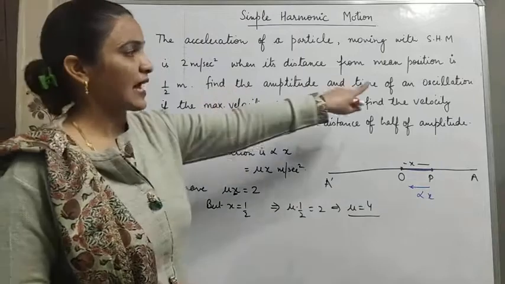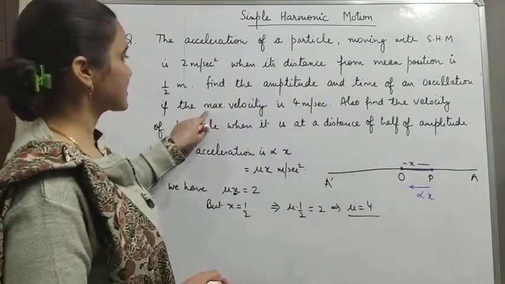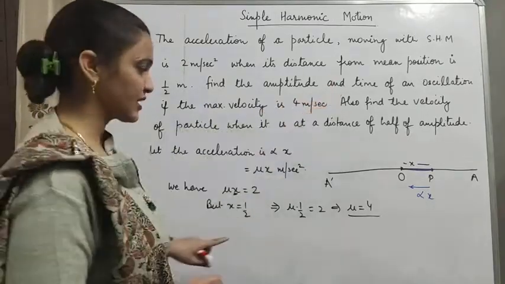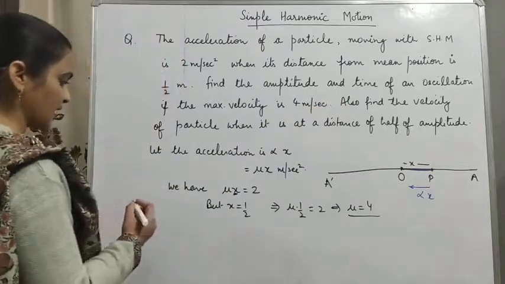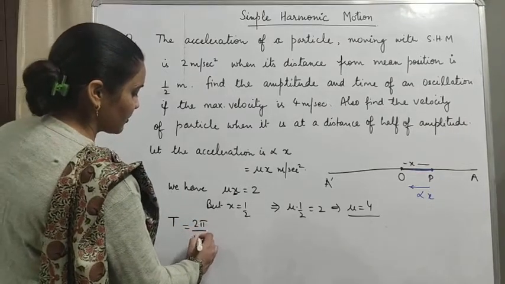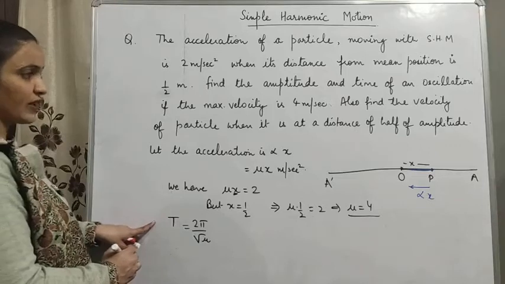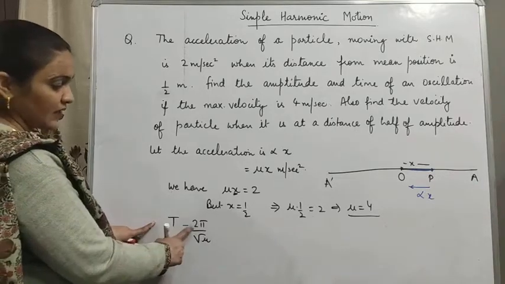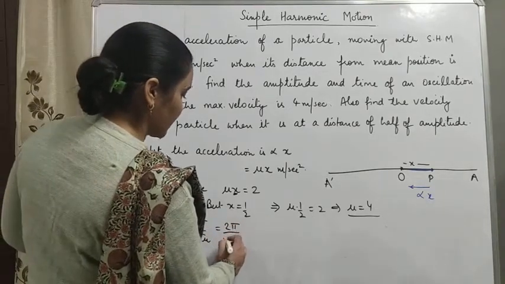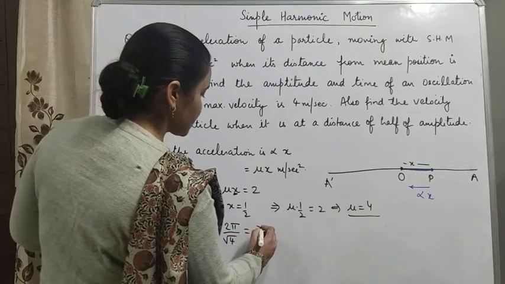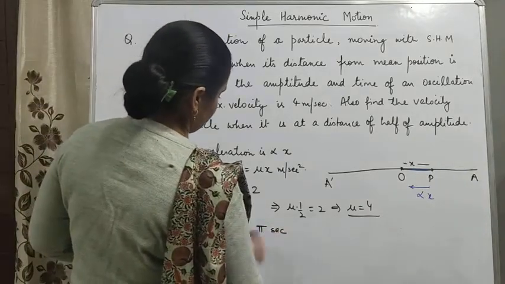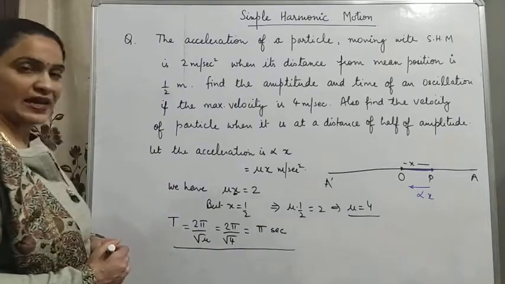Find the amplitude and the time of oscillation if the maximum velocity is 4 meters per second. What was the time period? The time period of simple harmonic motion is given by capital T, which is equal to 2π upon under the root μ. So what is the time period? 2π upon under root 4. So what will you get? This is π. 2π upon 2. So the time taken by an oscillation is π second.